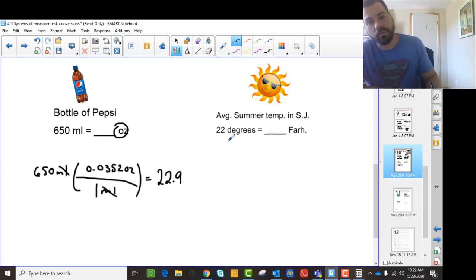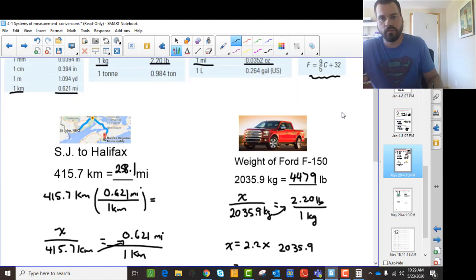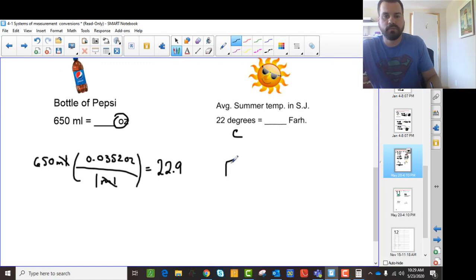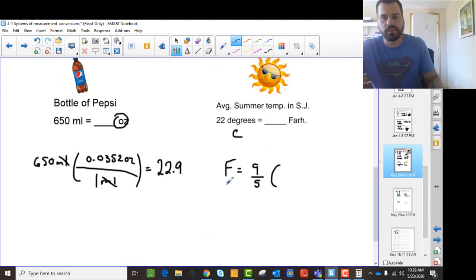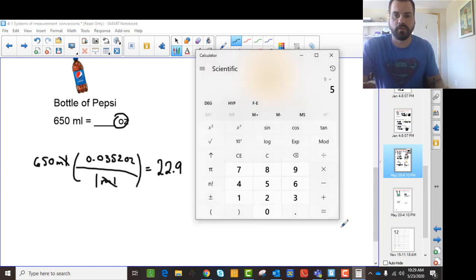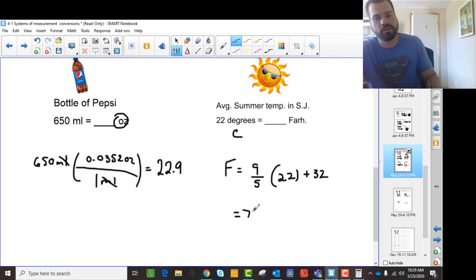Now, this one is the weird one, because this is degrees Celsius, and that's Fahrenheit. And instead of having a conversion factor, what you actually have is a formula. So we're going to say Fahrenheit is equal to 9/5 of the Celsius temperature. That's what the C stands for. The Celsius temperature here is 22, so we put 22 in there, and then we add 32. Now 9 over 5, if you do 9 divided by 5, is 1.8. So you can actually write 1.8 instead. You multiply it by 22 and add 32. And the Fahrenheit temperature is 71.6.